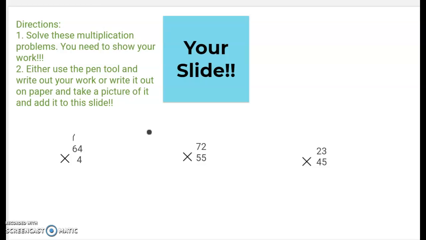Or you can write it out on paper and take a picture of it and then add it to this slide. So either one works, but you do have to show your work.